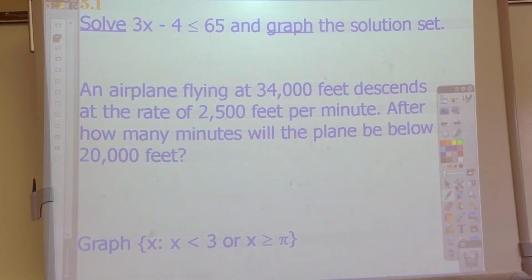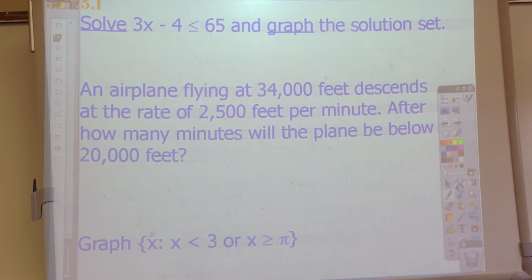Good morning. This is section 5.1, and today we're going to talk about solving inequalities, graphing solutions, and interval notation. So let's start off with our first example. If I'm going to solve an inequality, I am always going to do it exactly like I solve an equation, unless I divide my variable by a negative. In that case, my inequality is going to switch.